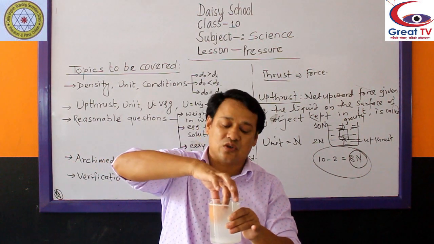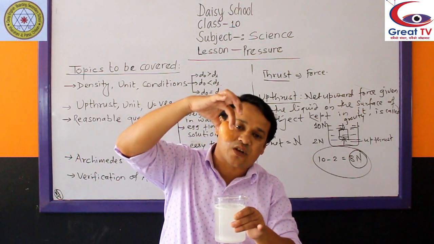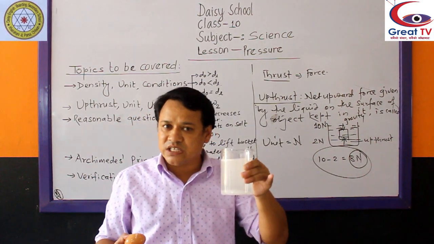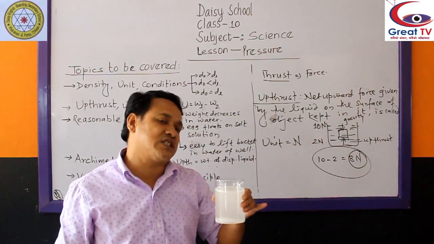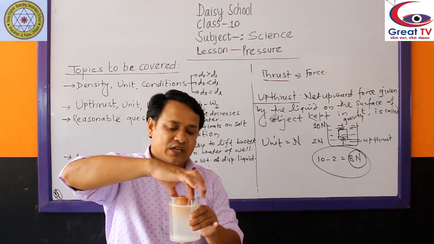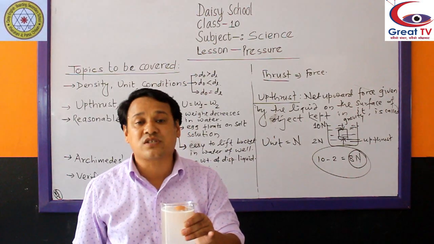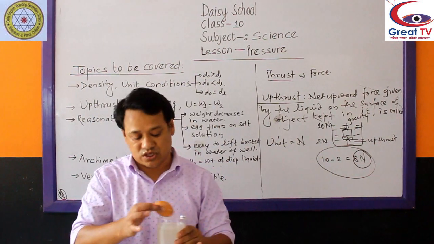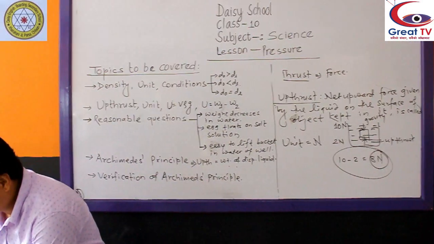Floats on salt solution, okay? Due to the more upthrust. When we dissolve the salt, its density increases. More density, more upthrust will be. Density and upthrust are directly proportional to each other. That's why when we keep the egg in salt solution, it floats because of more upthrust, because of more density of salt solution, okay?